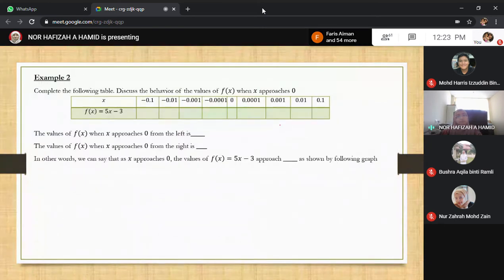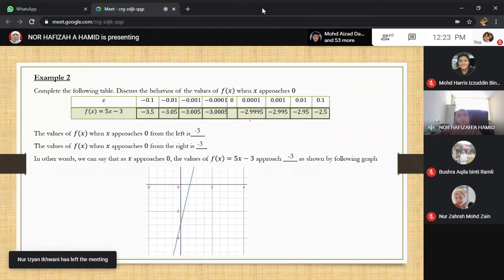Okay, so this is example 2. So example 2 is the same. So when x approaches 0 from the left, the answer will approach -3. Okay, so the value of f(x) when x approaches 0 from the right is also -3.